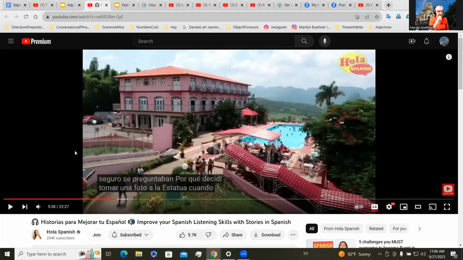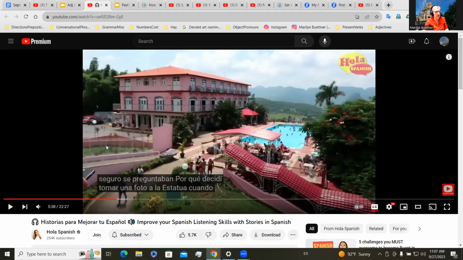They were wondering, because they're standing there thinking, while I am standing there doing this, why I decided. And I decided is a preterite thing. I made this decision, boom. Decidir in the past will usually tend to go into pretérito, because once I've decided something, it's kind of definite. I've made up my mind, so it's usually a point in time kind of thing. Se preguntaban por qué decidí tomar una foto a la estatua.